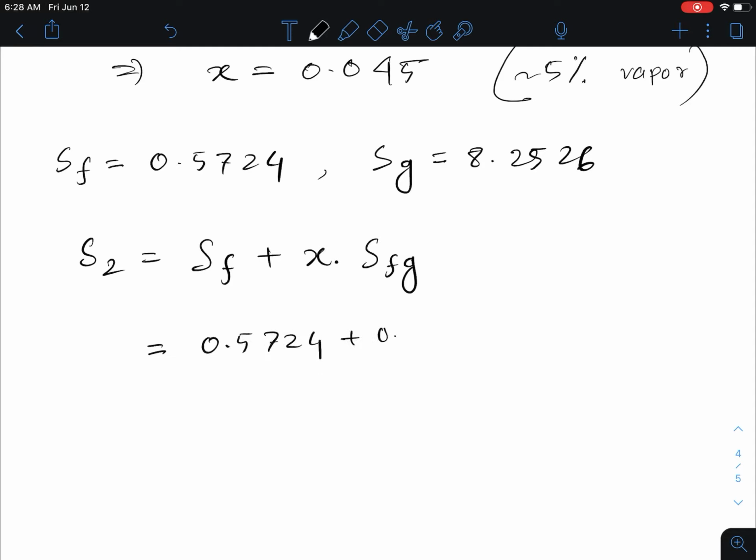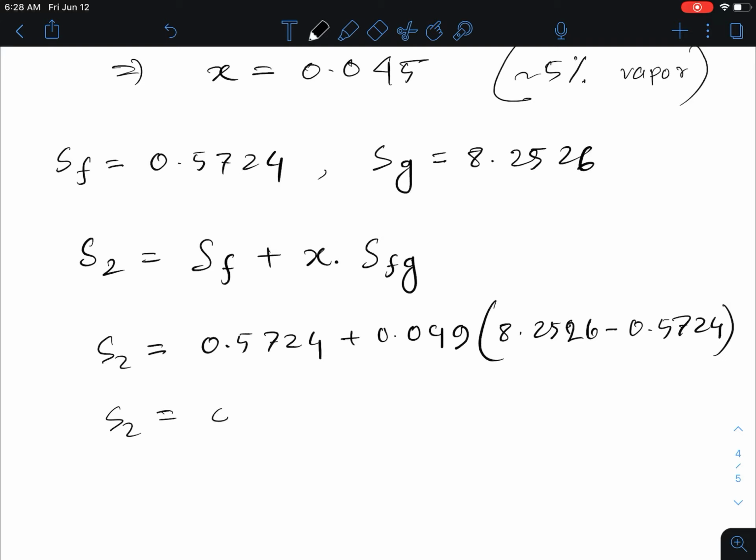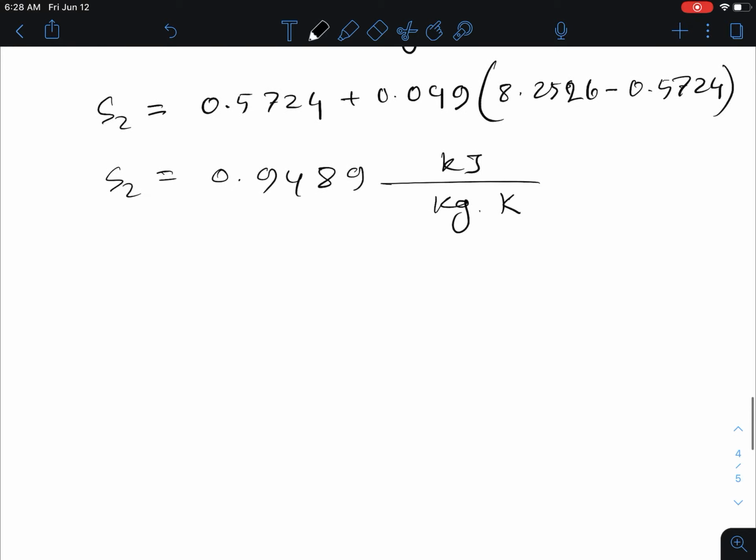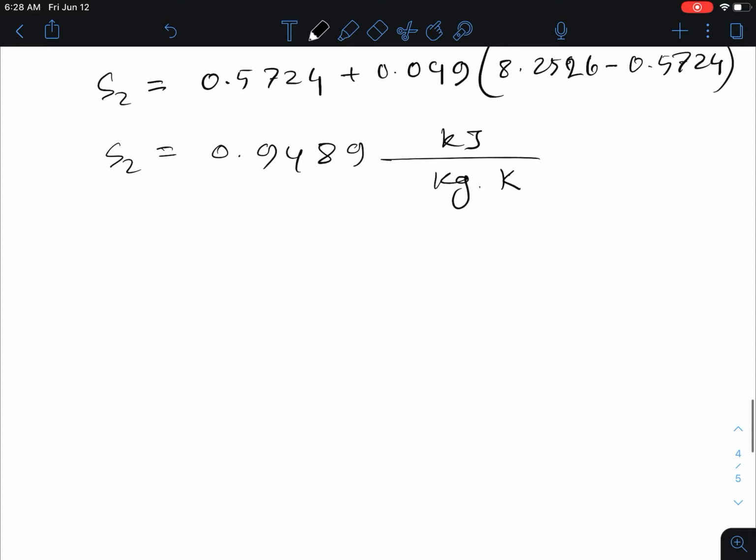So in state 2 we have the entropy 0.5724 plus 0.049, right, times SFG, which is 8.2526 minus 0.5724. So if we calculate this, S2 equals 0.9489 kilojoule per kg Kelvin, right? So what is the entropy change between these processes from state 1 to state 2?